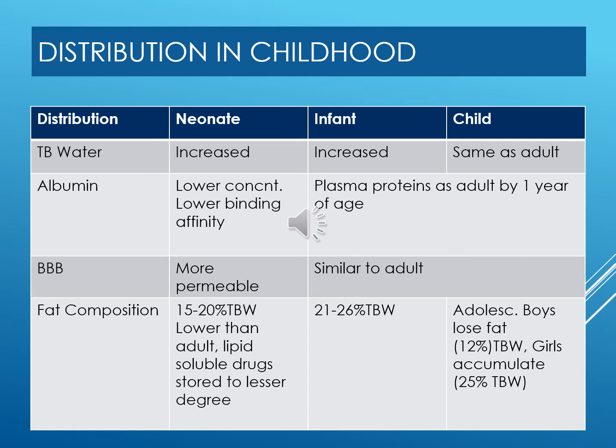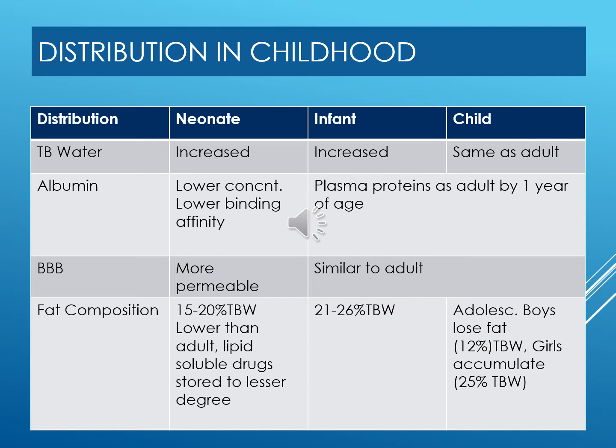So just know that blood pressure is regulated a lot by that composition, sort of between brain and rest of body. Fat contribution composition: neonates will have 15 to 20% of their total body weight as fat, which is lower than that of an adult, so that lipid soluble drugs are stored to a lesser degree. By the time they get to infants, you're looking at 21 to 26% of total body weight.